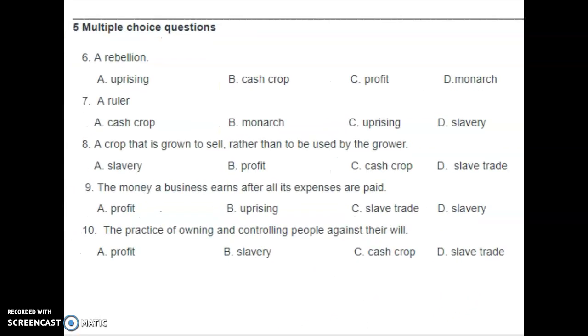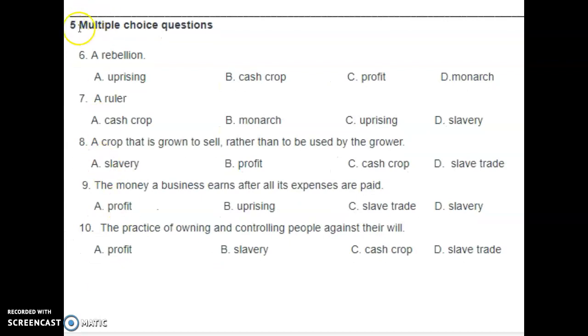All right, 5 multiple choice questions. Number 6, a rebellion is A, uprising, B, cash crop, C, profit, D, monarch. Number 7, a ruler is A, cash crop, B, monarch, C, uprising, D, slavery.